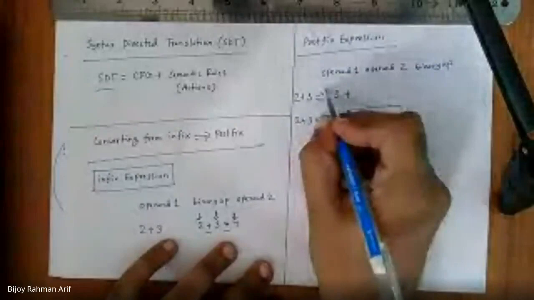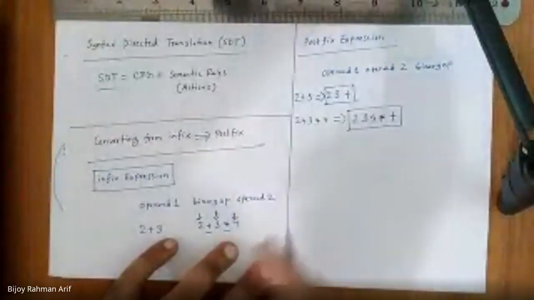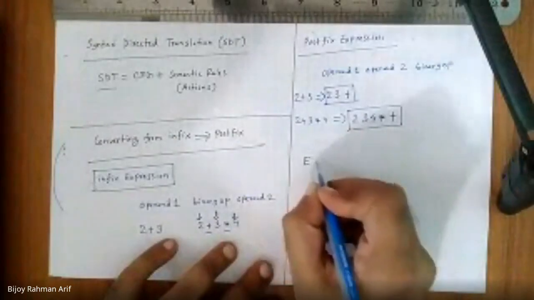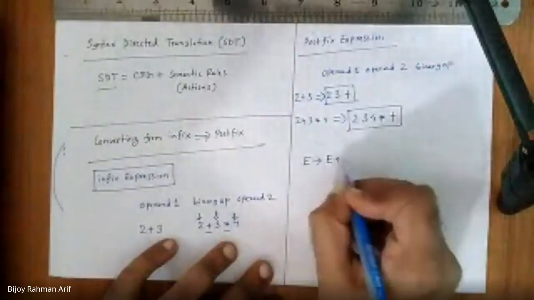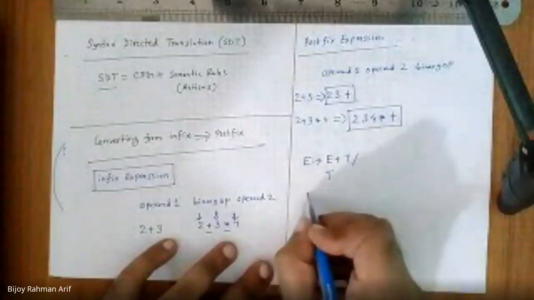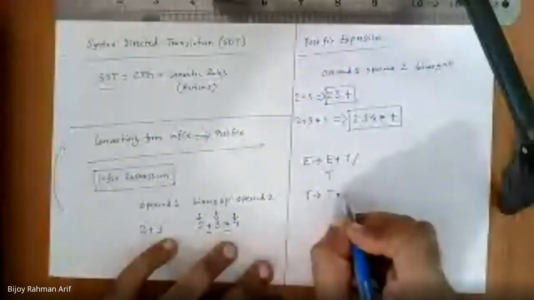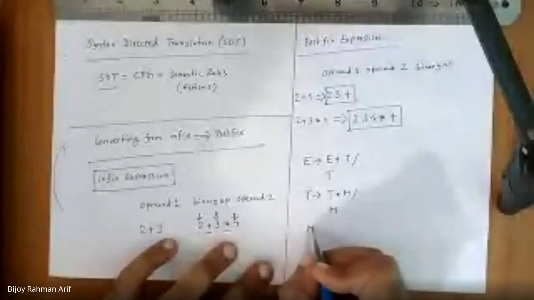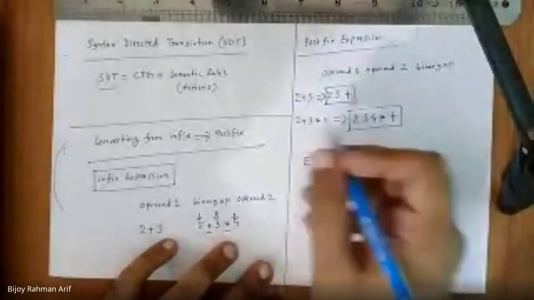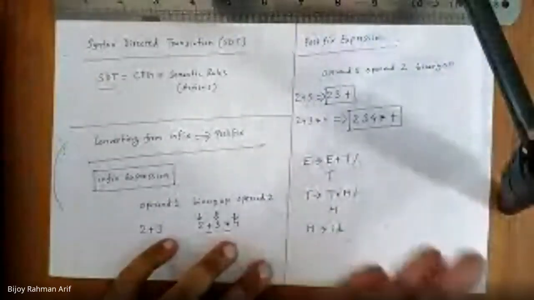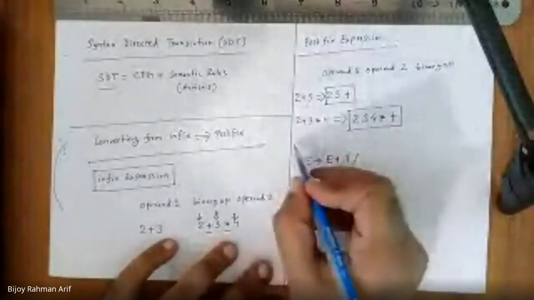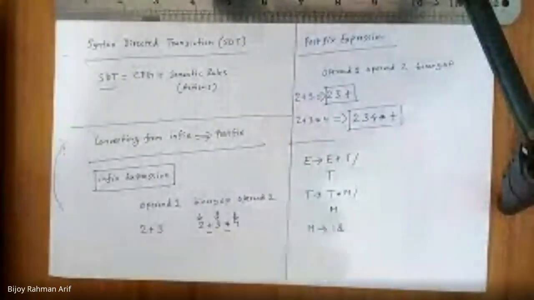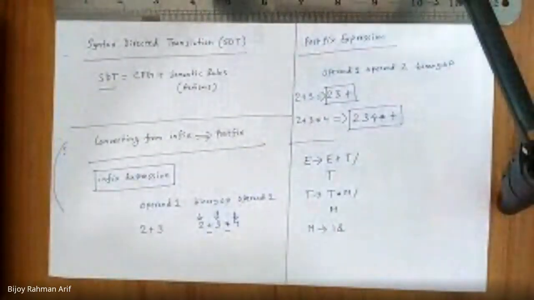So how can you convert? Let's assume I have given this grammar, our simple calculator grammar. E derives E plus T or T. T derives T star M or M. M derives ID. How can you write the SDT so that whenever you give any infix expression, it writes the postfix expression? What would be the SDT?